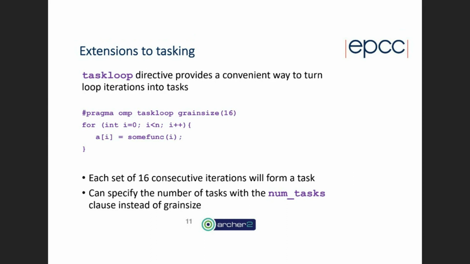It's really just a convenience. You could fairly reasonably easily modify the code to do this, but it's slightly messy. So this is a syntactic convenience rather than anything really new or semantically different. You can either specify the grain size, or you can specify the number of tasks, that is, how many tasks you want the loop to be split up into. So you can do it either way.